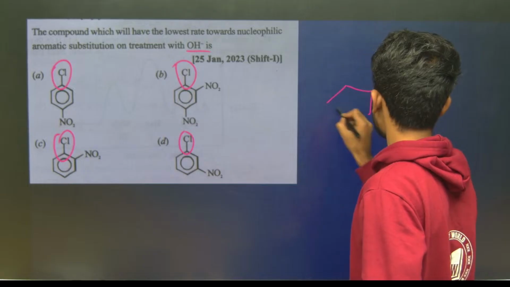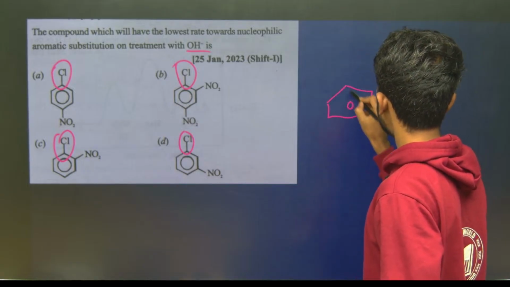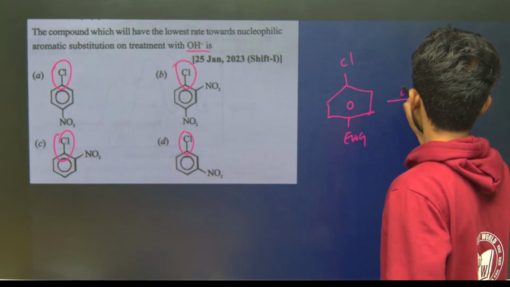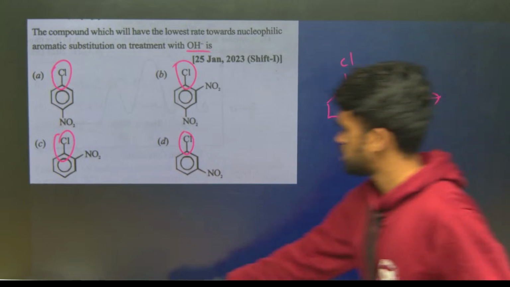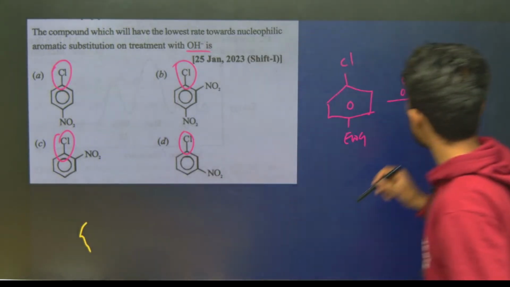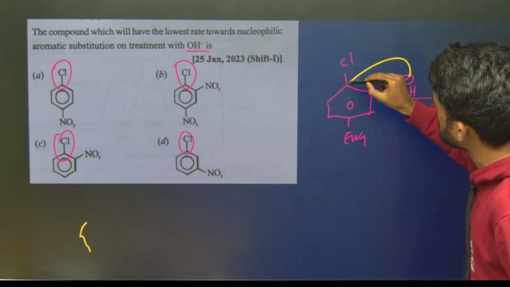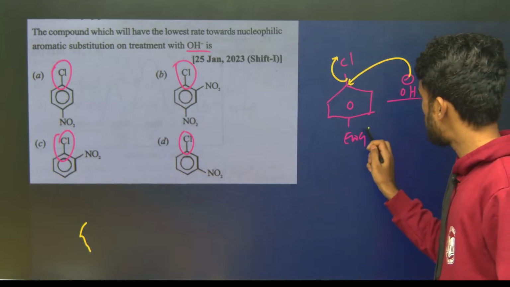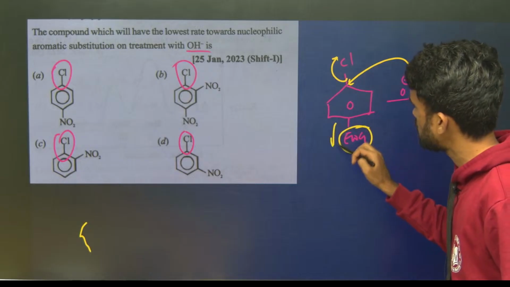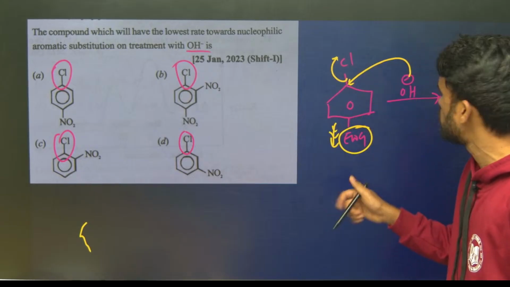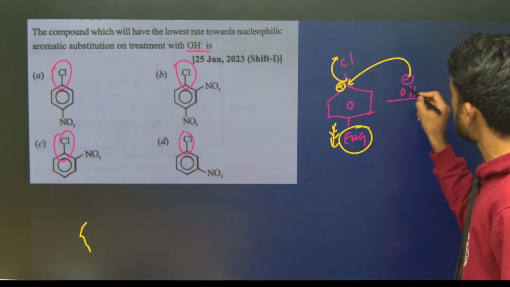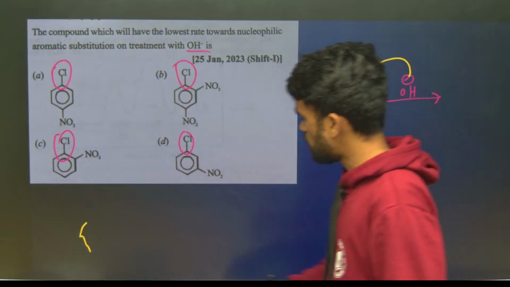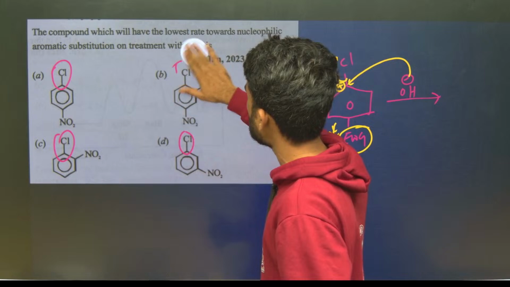For example, I am writing here: electron withdrawing group, and here I have OH minus. So now what happens here is, this OH minus attacks at this carbon center and chloride ion goes out. Whenever we have an electron withdrawing group, it takes the electron density from the ring towards itself and creates more positive charge here. Therefore this nucleophilic attack takes place readily. So the more electron withdrawing groups we have, the more will be the reactivity.